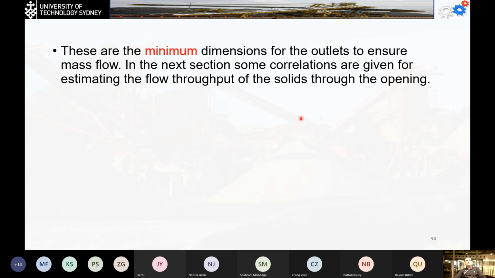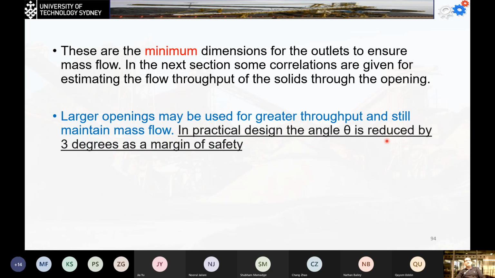Of course, these are going to be the minimum dimensions. So if I have, for example, a dimension of 100 millimeter diameter, this will be the minimum I'm going to have. Of course, I need to go a little bit more. In the next section, more correlations are going to be given for estimating the flow of solids through the opening. And a larger opening may be used for greater throughputs and still maintain the mass flow.